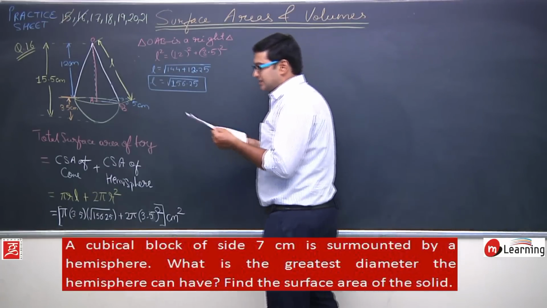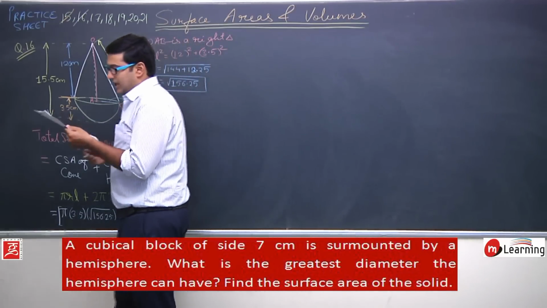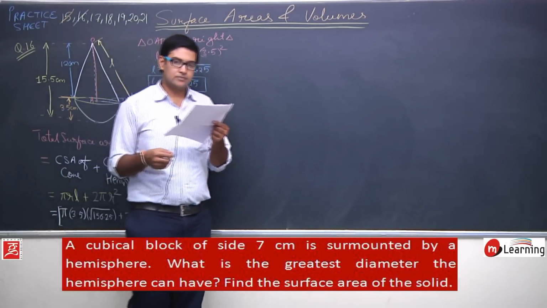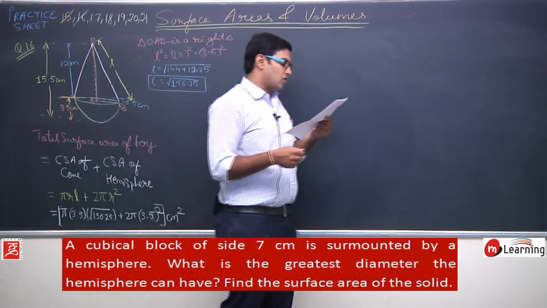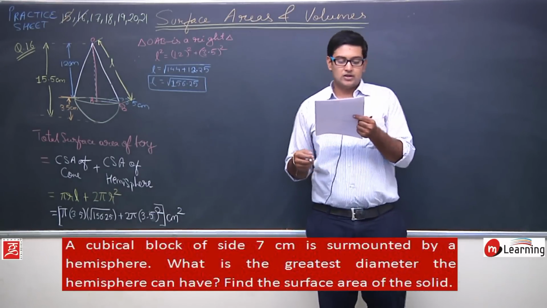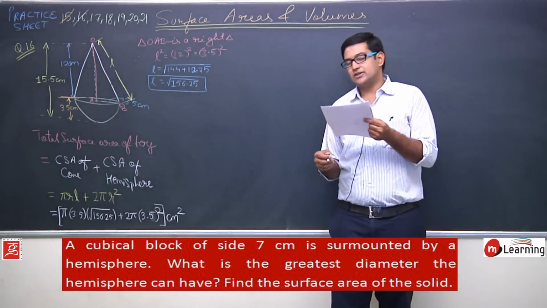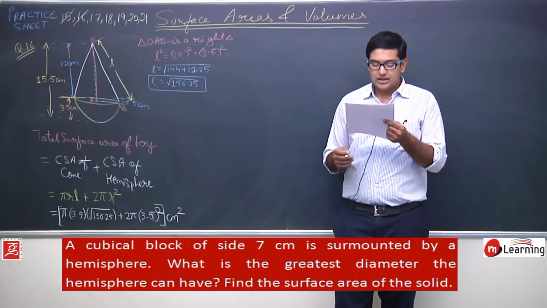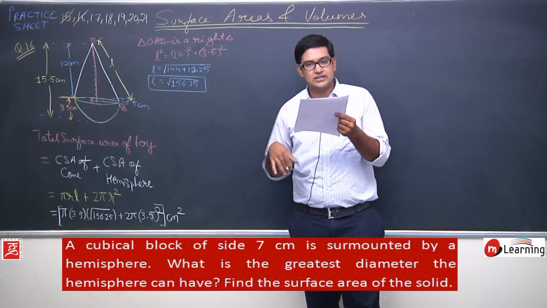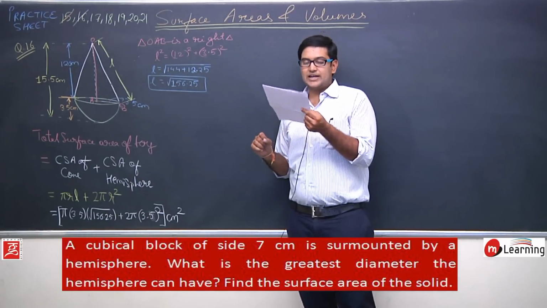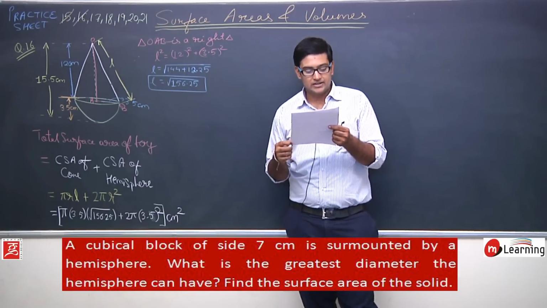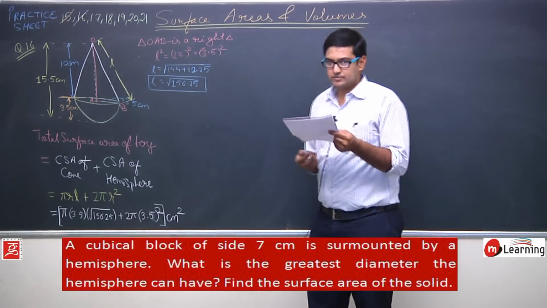What is the greatest diameter the hemisphere can have? Find the surface area of the solid. So it says that a cubical block of side 7 centimeters is surmounted by a hemisphere, and the hemisphere is mounted at the top of this cubical block. What is the greatest diameter that the hemisphere can have? Find the surface area of the solid.